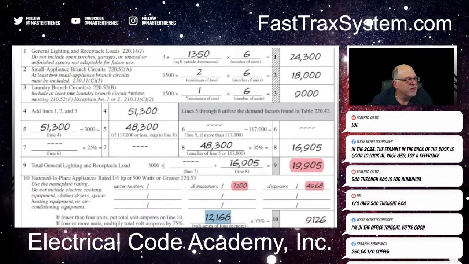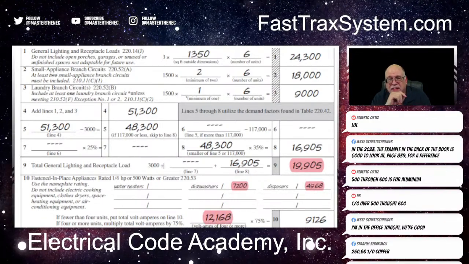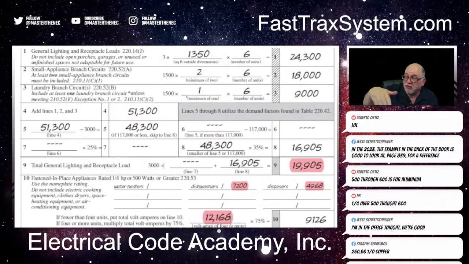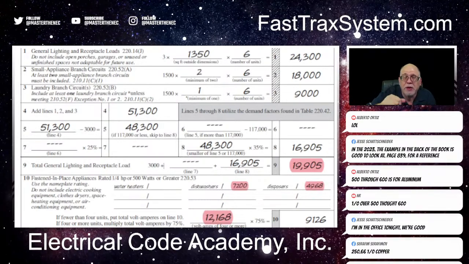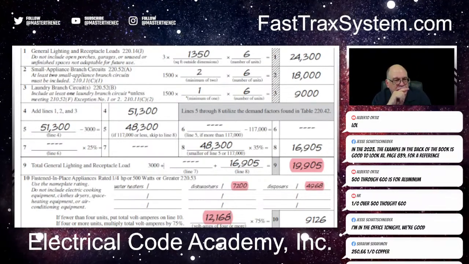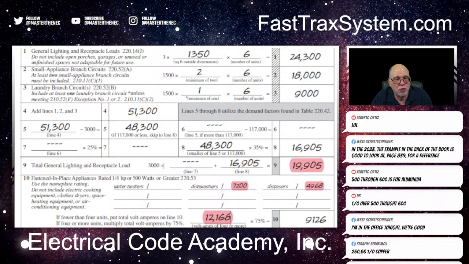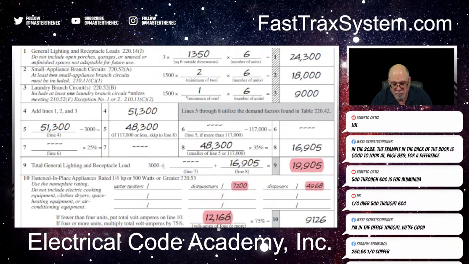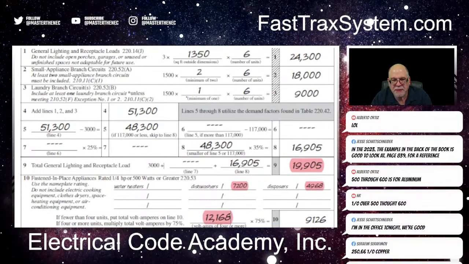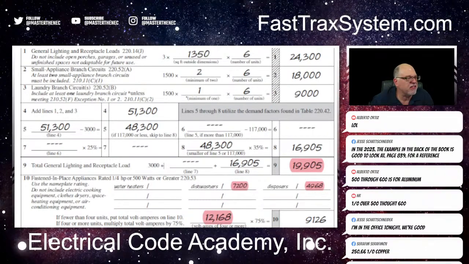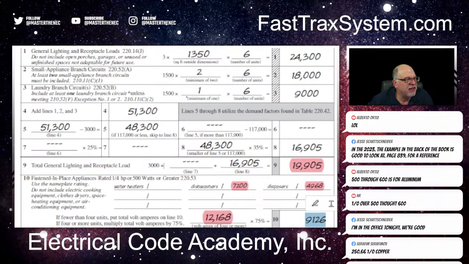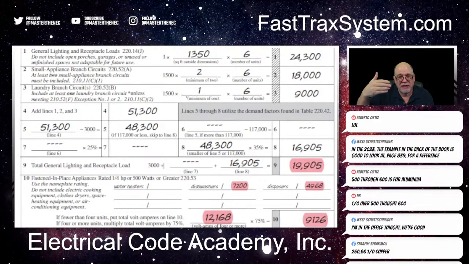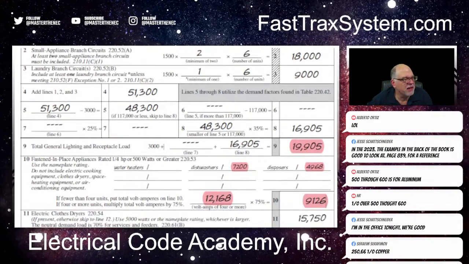Now we're going to multiply that by 75% because of 220.53, remember, we're doing a standard method. Even though it's the neutral, we're still under the standard method. We get to apply the 75%, right? So I take that 12,168 times 0.75, and that gives me 9,126. And that's why we got this value right here. Makes sense so far? Percolating along? Pretty simple. All right, let's go to the next thing.